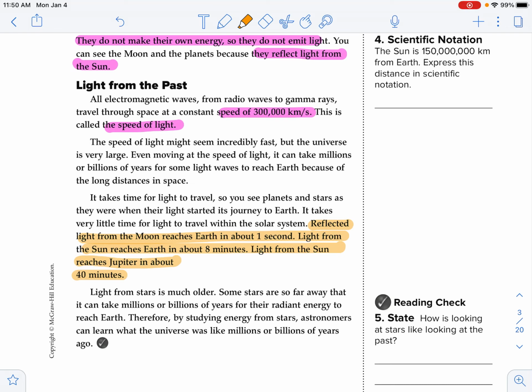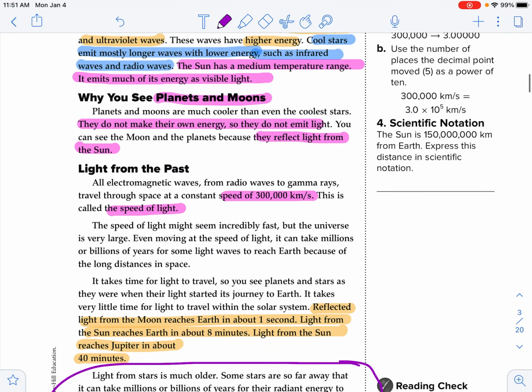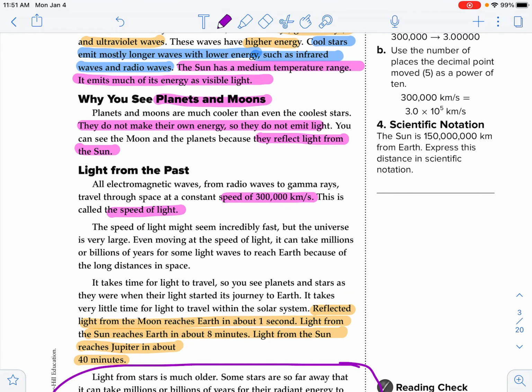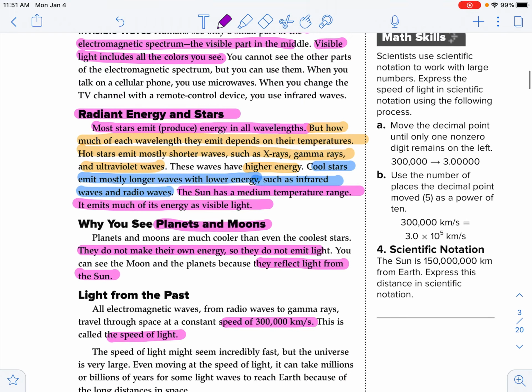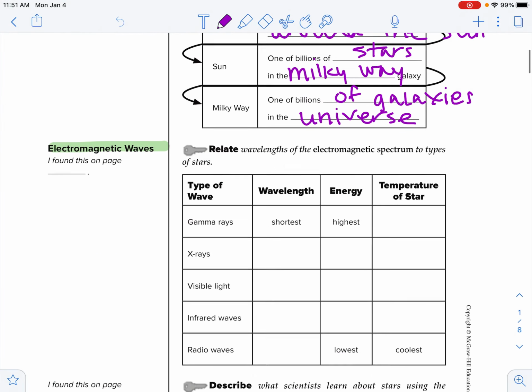Some stars are so far away that it can take millions or billions of years for the radiant energy to reach Earth. Therefore, by studying energy from stars, astronomers can learn what the universe was like millions or billions of years ago. So we're going to go ahead and just simply circle that, okay? All right, so that finishes up the reading of the text today. So let's go into our science notebook, all right?